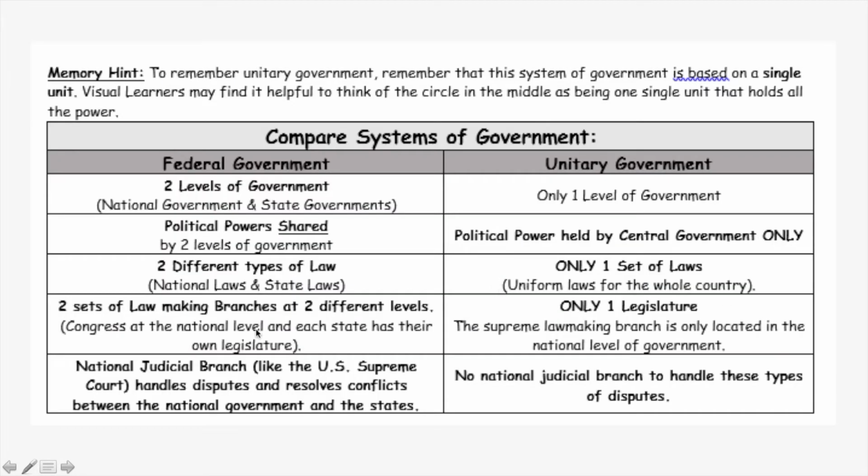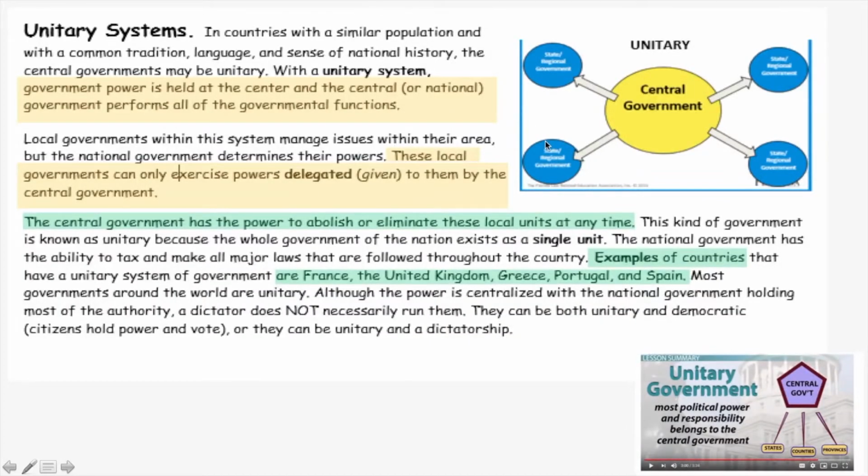Okay. Oh, let me go back really quick. So again, the size of the circles on this one were small. The power is distributed from the central government. Make sure you guys memorize these circles, and I would even draw them out on notebook paper for yourselves over and over again. I'm going to show you a quick video also on unitary government.